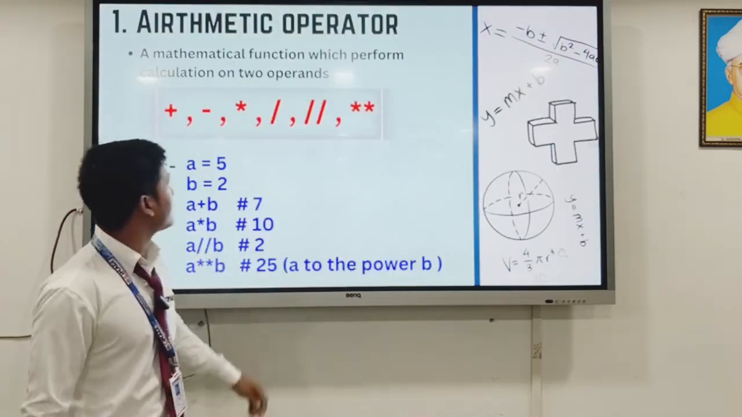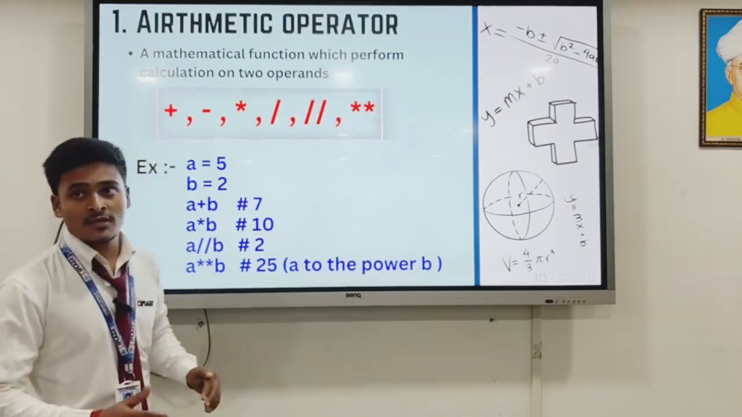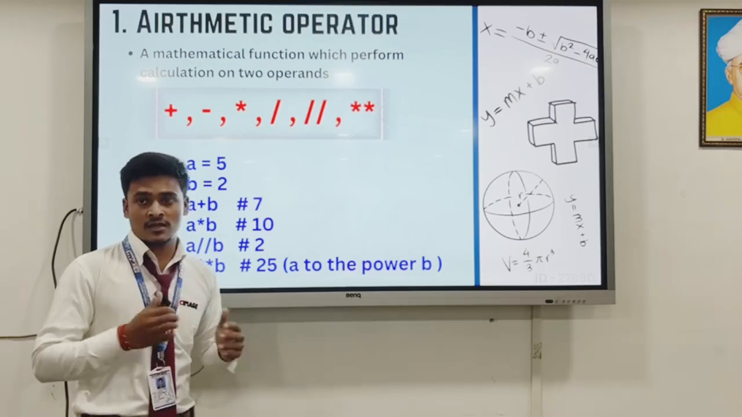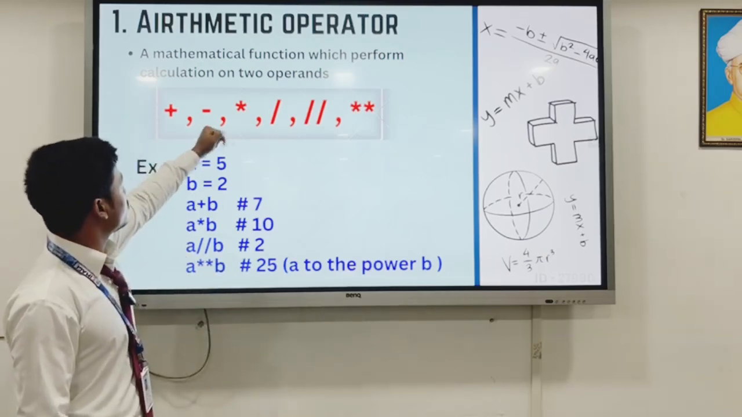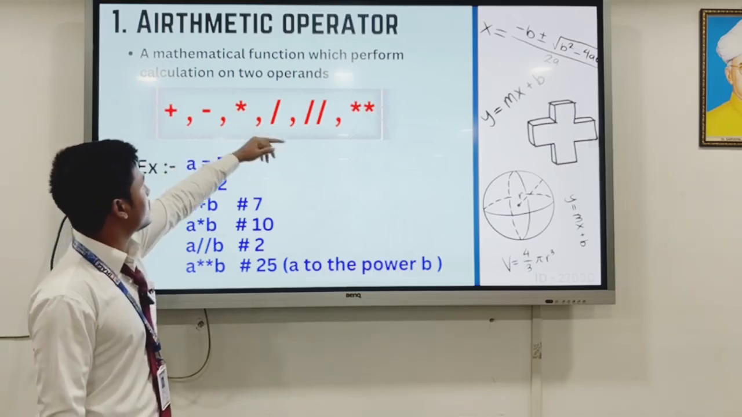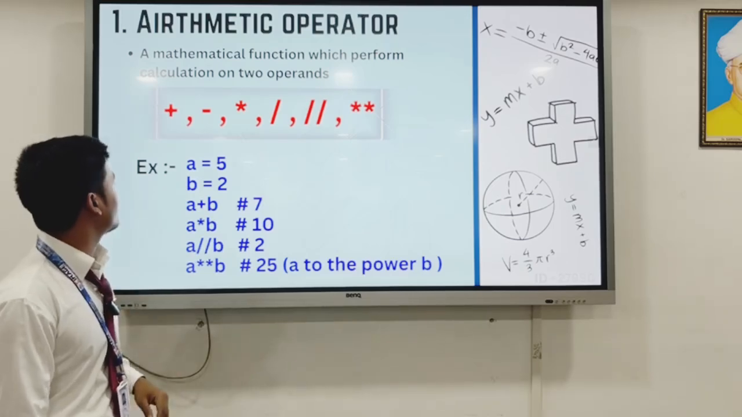First operator, that is arithmetic operator. A mathematical function which performs calculation on two operands. This is known as arithmetic operator. Plus, minus, into, multiplication, division, power are the symbols of arithmetic operator.